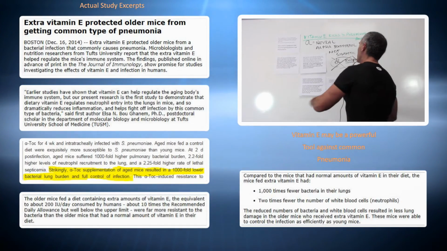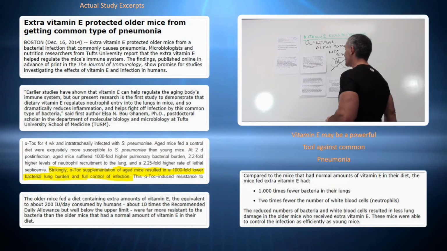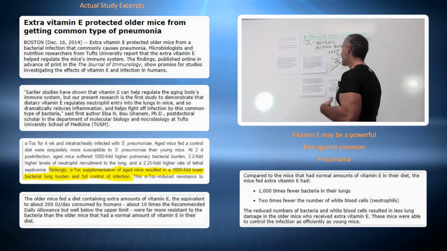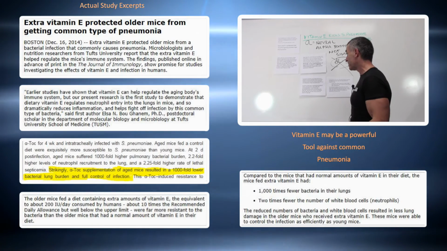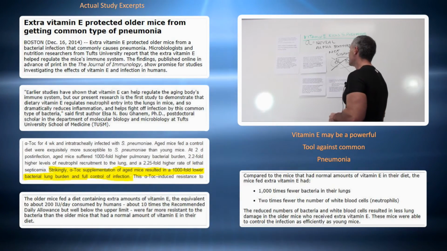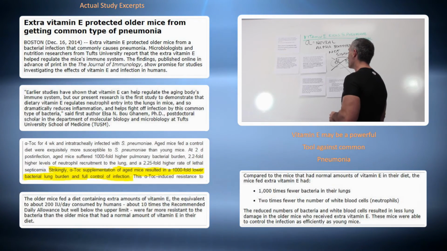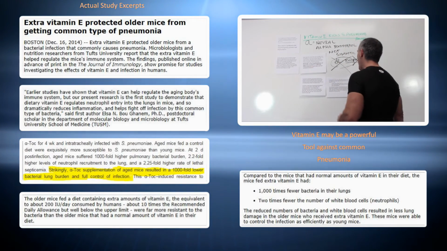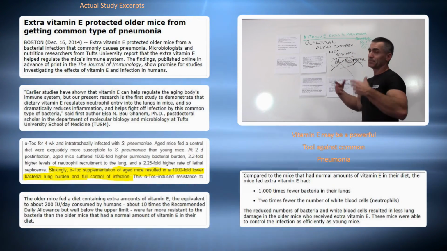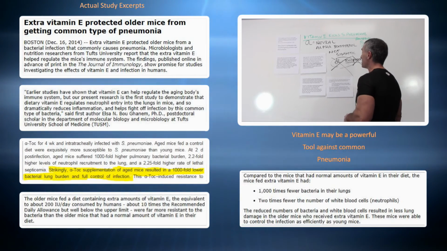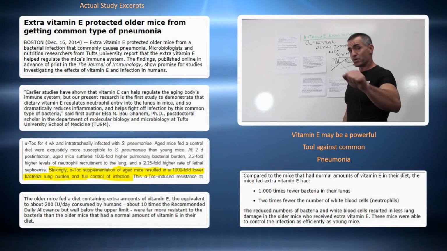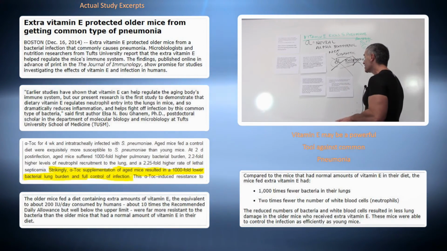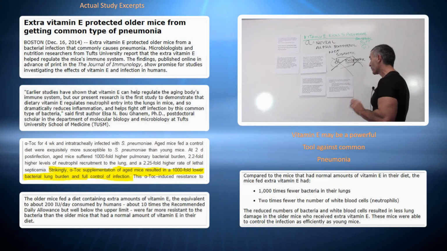Now to proceed forward. The older mice fed a diet containing extra amounts of vitamin E, the equivalent of about 200 IUs a day of natural vitamin E consumed by humans, or about 10 times the recommended daily allowance, but well below the upper limit, were far more resistant to the bacteria than older mice that had a normal amount of vitamin E in their diet. And to reiterate and conclude, compared to the mice that had normal amounts of vitamin E, typical RDA, in the diet, the mice fed extra vitamin E, 200 IUs or so, had 1,000 times fewer bacteria in the lungs and 2 times fewer white blood cell neutrophils.